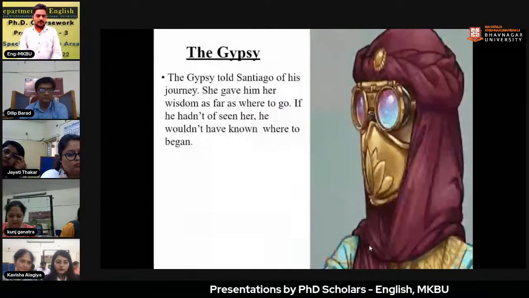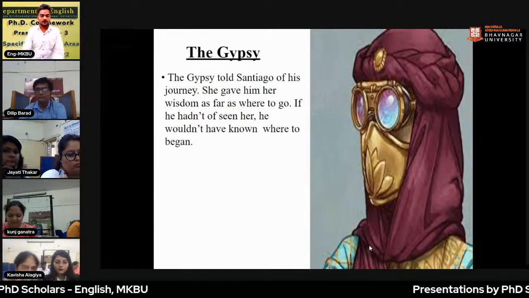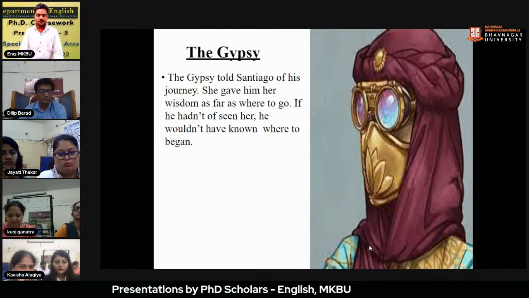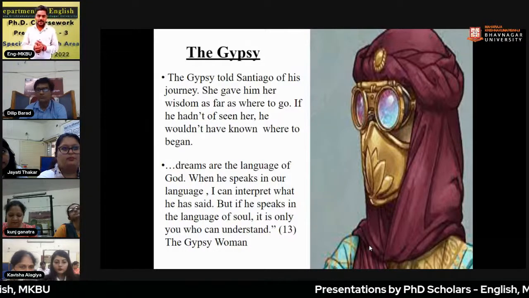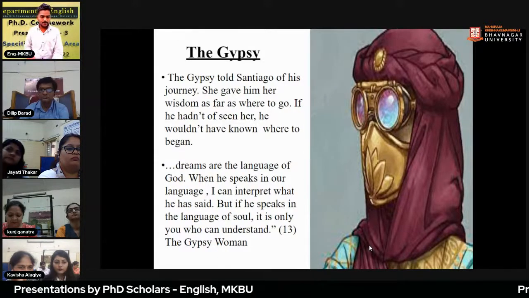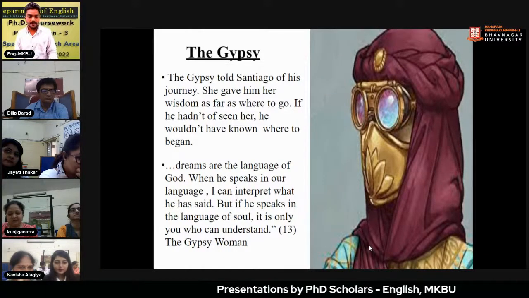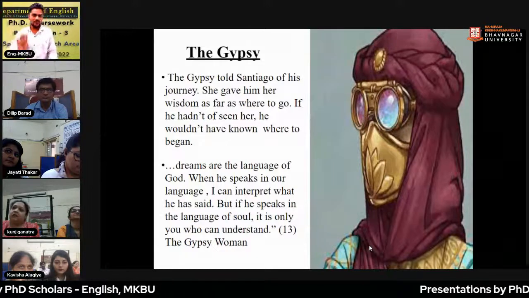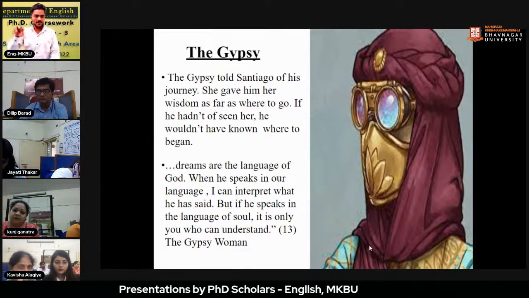There is one character, the gypsy. The gypsy told Santiago of his journey. She gave him her wisdom and a way to go. If he hadn't seen her, he wouldn't have known where to begin. At that time, there is one dialogue in The Alchemist: dreams are the language of God. We cannot interpret whether there is a language or not. When he speaks in our language, I can interpret what he has said. But if he speaks in the language of the soul, it is only you who can understand. So here is the language of the universe. We cannot say there is a word from the universe, but there is a sign, a sense, a feeling that encourages us toward spirituality.